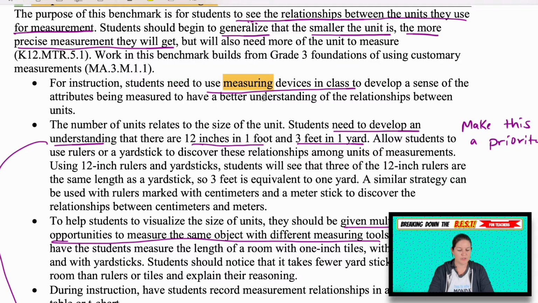This says that for instruction, students need to use measuring devices in class to develop a sense of the attributes being measured. And I made a note over here to make this a priority. In taking on the B.E.S.T, it's really hard to break out the hands-on activities, right?